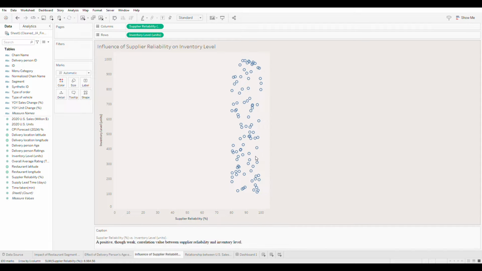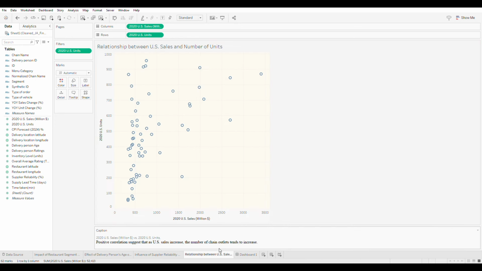A positive, though weak, correlation value indicates that as supplier reliability increases, the inventory level might also slightly increase. This observation suggests that the data does not strongly support our hypothesis that restaurants with more reliable suppliers maintain lower inventory levels, but it's still a positive.